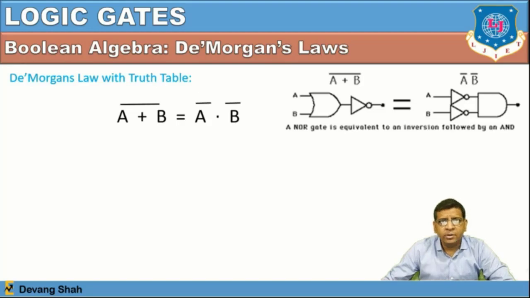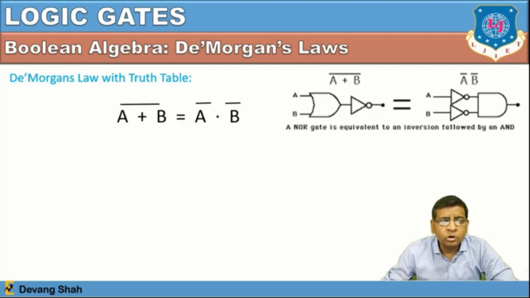So see, this is (A plus B) whole bar, that is equal to A bar into B bar, right? In this logic gate diagram, you can see the OR gate and then a NOT gate. So that is equivalent to a NOT gate and AND gate. So here the NOR gate you can also call a bubble AND gate or inverted AND gate, right? So this is the second important law of De Morgan's law.